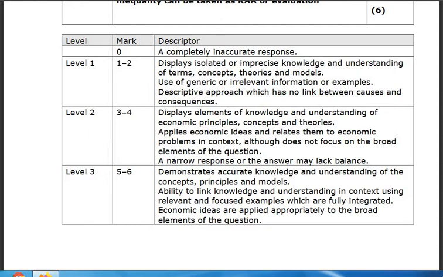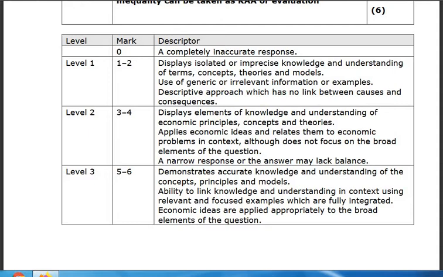You don't want to be in level 1. You need to know your stuff, you need to apply, and you need to be able to analyse and construct logic chains. Level 2 displays elements of knowledge and understanding of economic principles, concepts and theories. There's some application there, but you're not fully applying it to the question, and maybe there are a few loose ends. Maybe your answer's also narrow in that you've missed out on some big themes that they would have expected you to pick up on. Maybe you only focused on one possible element of the answer, and you missed out on something else that was pretty important.